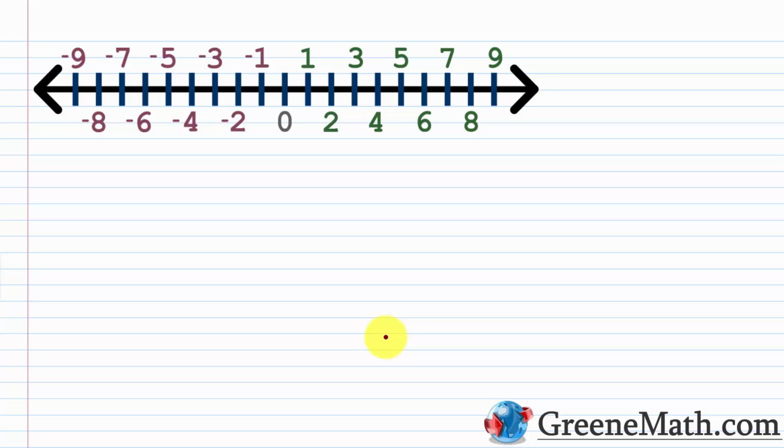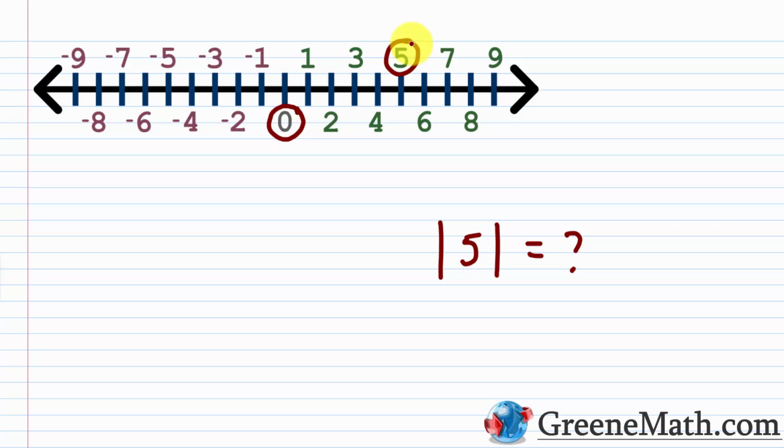Now, before we jump into some problems, let's take a moment and think about absolute value as a concept. If I asked you for the absolute value of the number 5, what am I asking for? Remember, the absolute value of a number is the distance from 0 to that number on the number line. So if I want to know the absolute value of 5, I'm asking how far away is 5 from 0 on the number line?